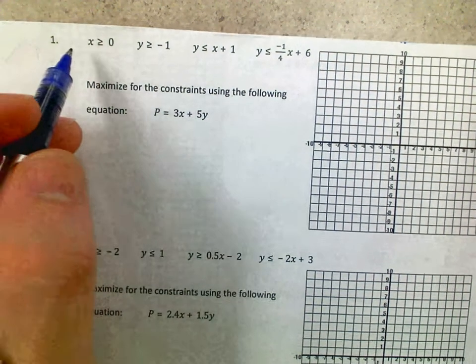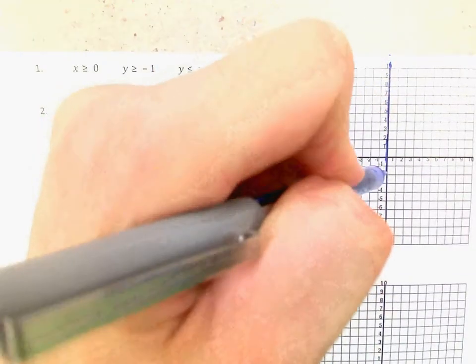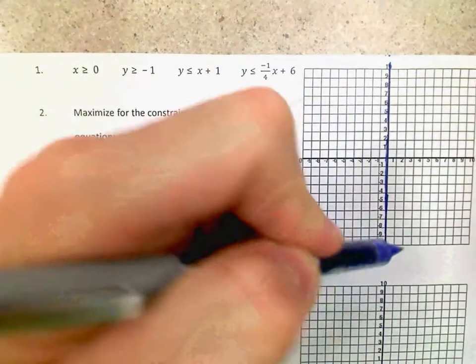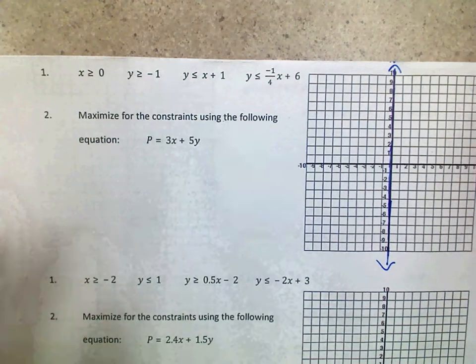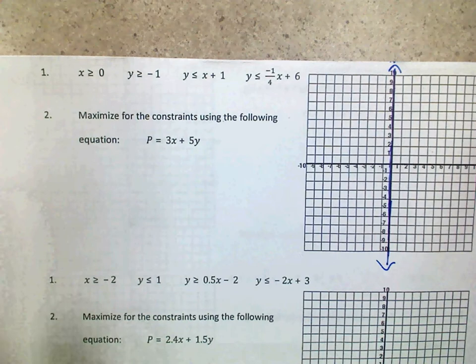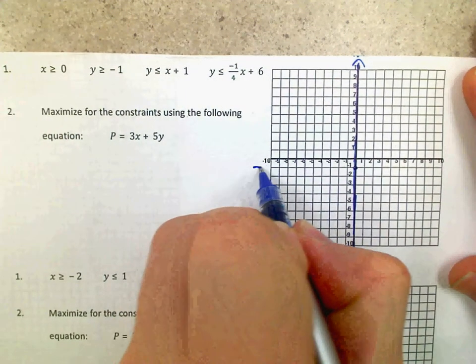So on number 1, we've got x is greater than or equal to 0. So I'm going to be at the x-axis at 0. Okay, and then I've got to graph y is greater than or equal to -1. So that'll be at y is -1. It's going to be a horizontal line.